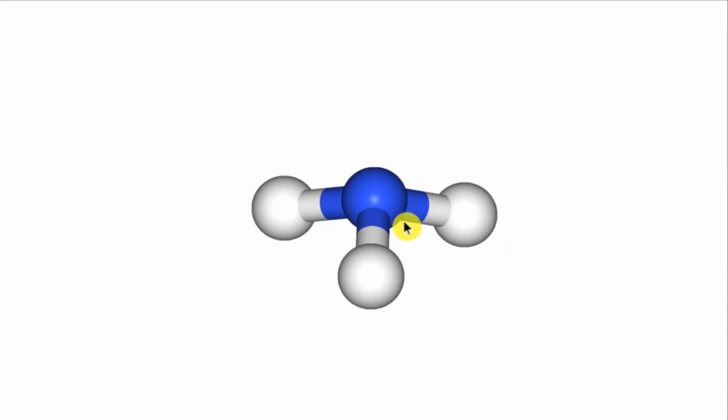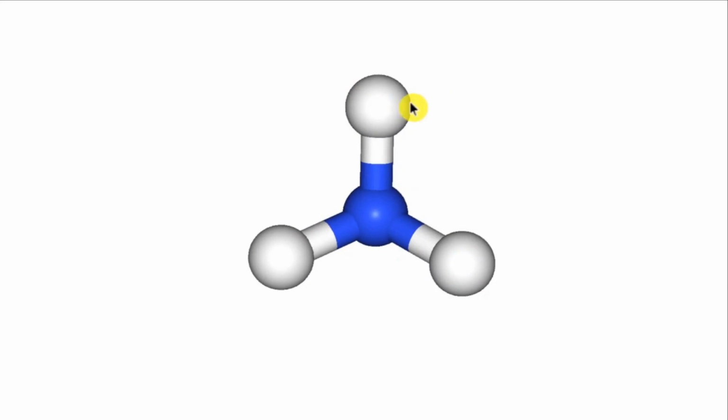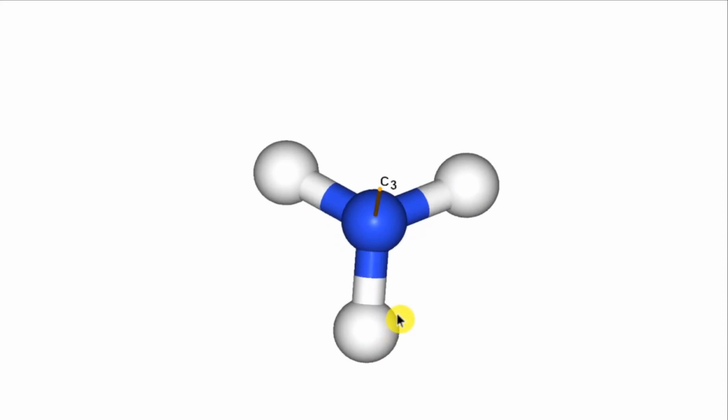Now take the case of ammonia. We know that ammonia is a pyramidal molecule, right? It should have an axis that passes through the nitrogen atom and the center of the triangle that is formed between these three hydrogen atoms, right? So this is the axis. So if I rotate the molecule through this axis, see what happens. If I rotate it through 120 degree, it leads to a configuration that is identical to the original configuration.